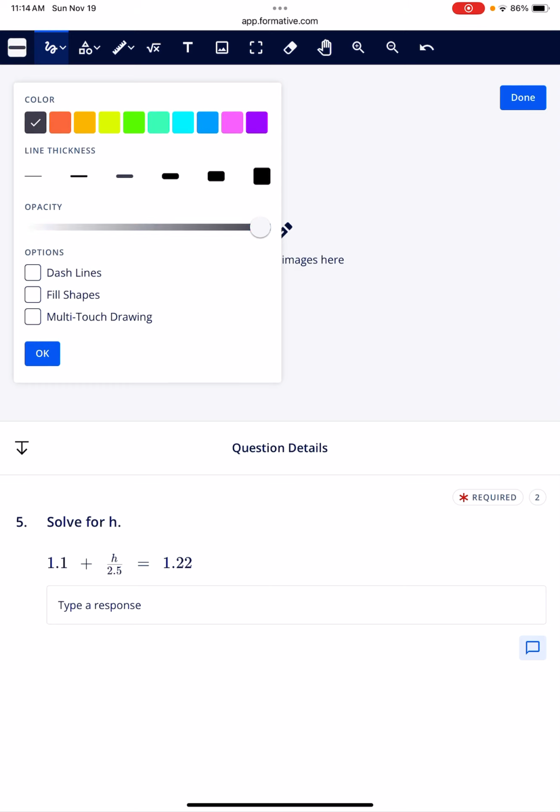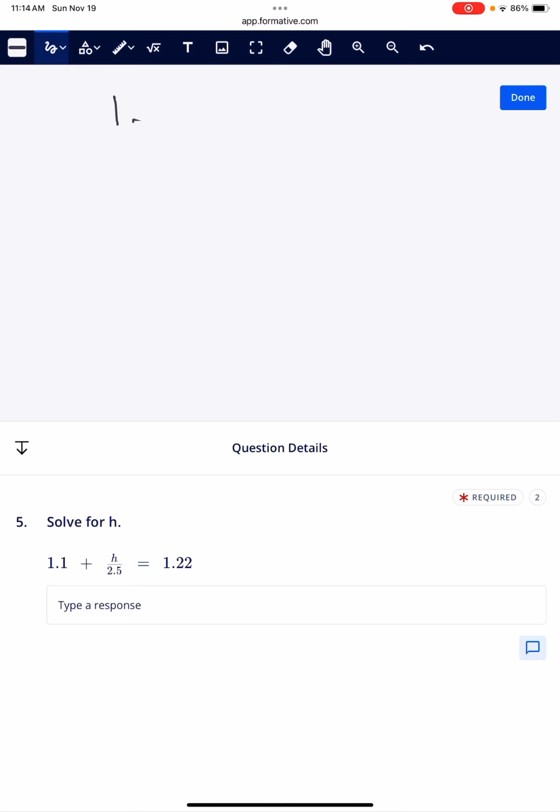While I write down the problem, you're going to try your own again. You're going to isolate your variable, which is right here. You have to keep h over 2.5 there. So we're getting rid of 1.1, subtracting 1.1 from both sides.